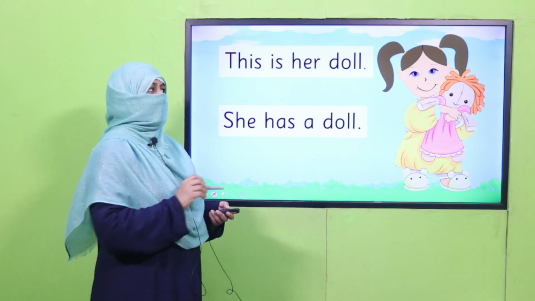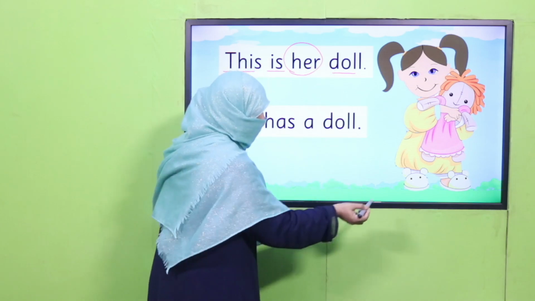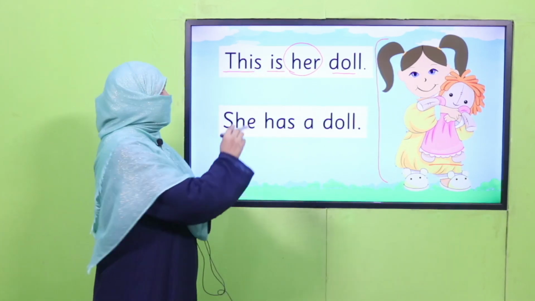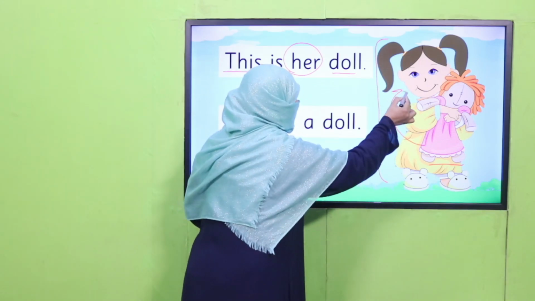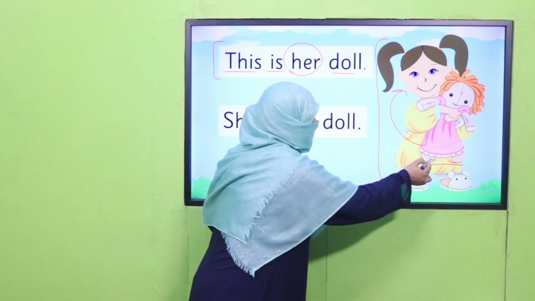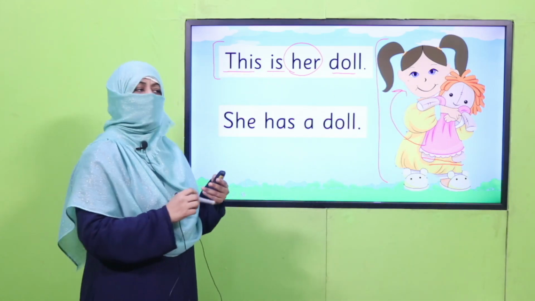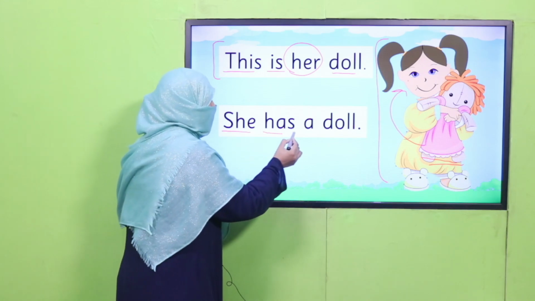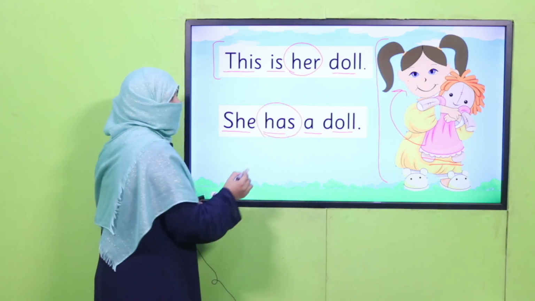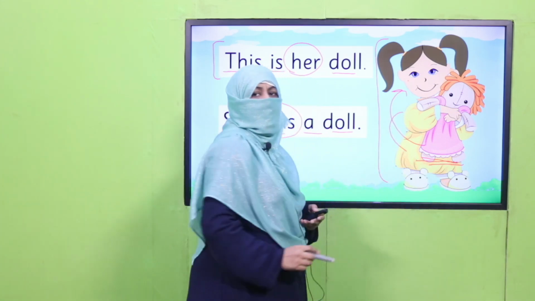As I have taught you in class 1, this is her doll. Okay, here is a doll and this girl. So this doll belongs to her. This is one way to write it. This is her doll. But we can write it in another way. She has a doll. So here this word has is showing that this doll belongs to this girl.